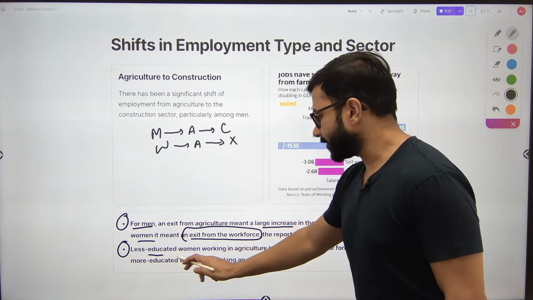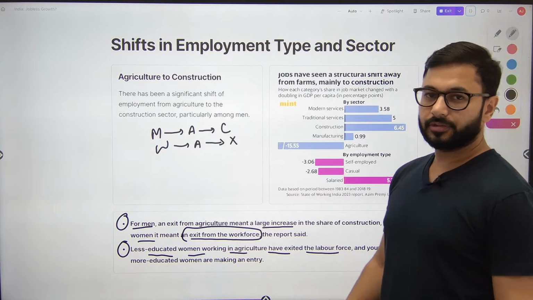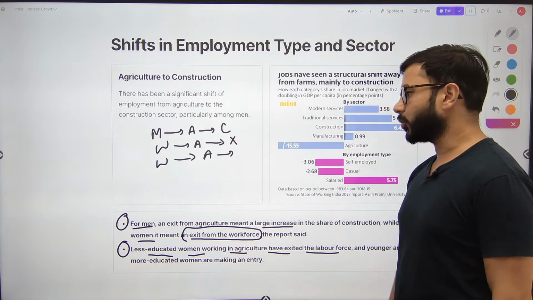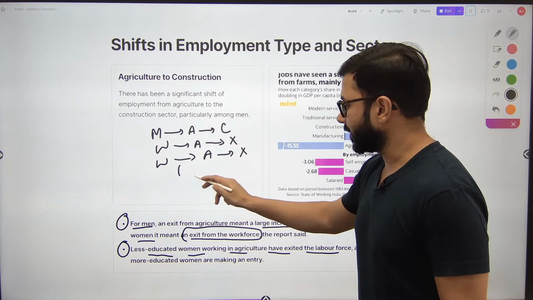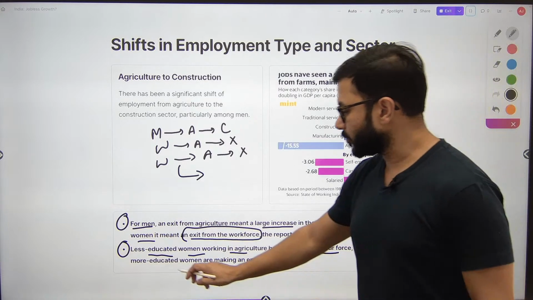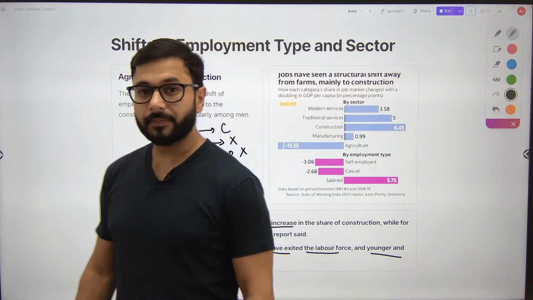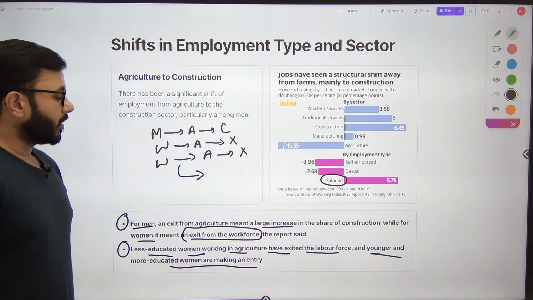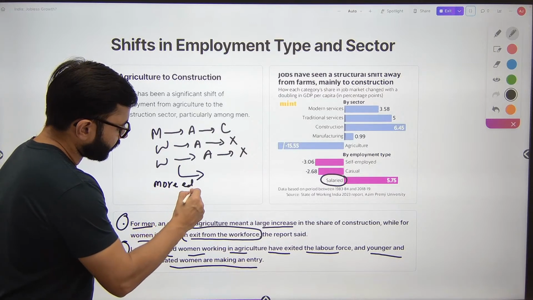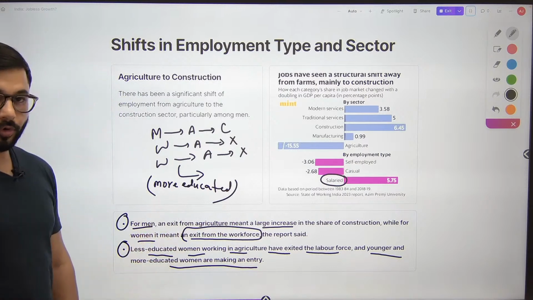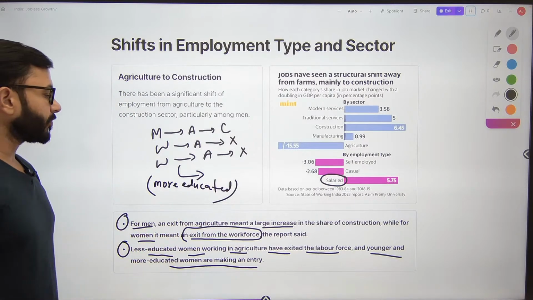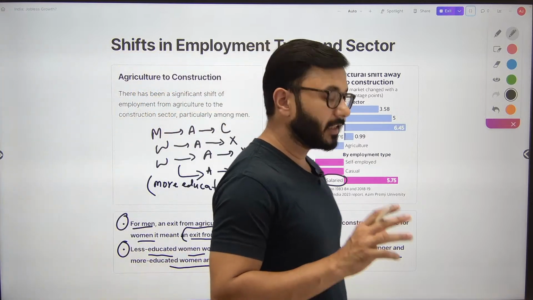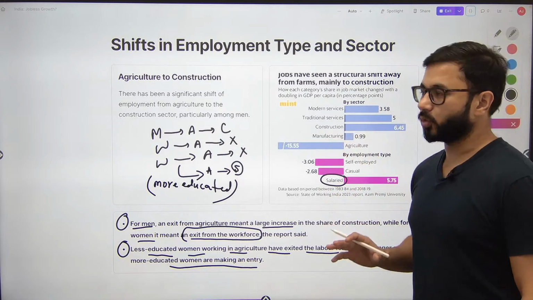Secondly, what does it say? Less educated women working in agriculture have exited the labor force or workforce, and younger and more educated women are making an entry. But at the same time, an additional improvement that we are seeing here, because the salaried class is increasing, is that more educated women who are able to educate themselves post their schools into colleges and masters and whatever, they are able to move from agriculture towards the salaried class. The report specifically says this. ये उसके डेटा के बेसिस पे सारे conclusions हैं. I hope this is clear.